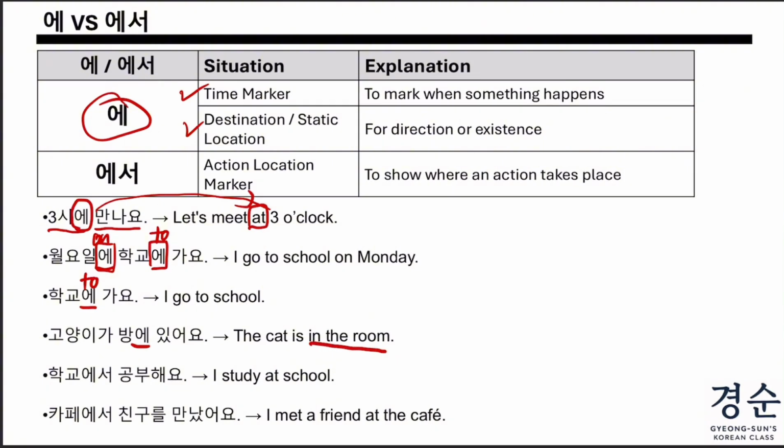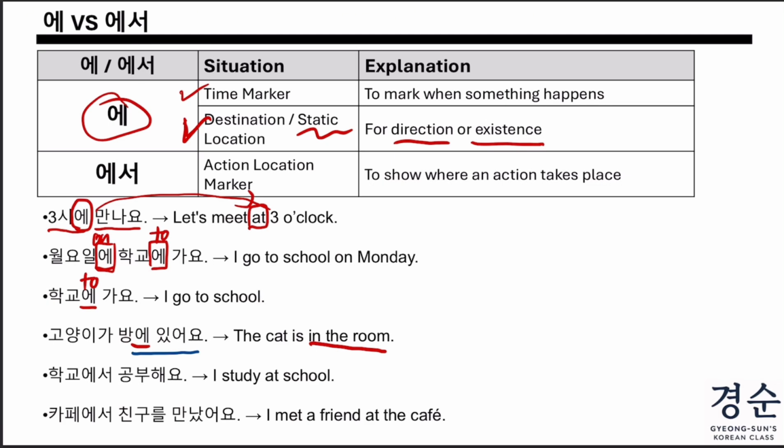So basically, with this one, the location is static, right? You see here, the direction or existence. So 방에 있어요. And another tip here: for 있어요, usually it is 에 있어요. So it's in the room. Okay?